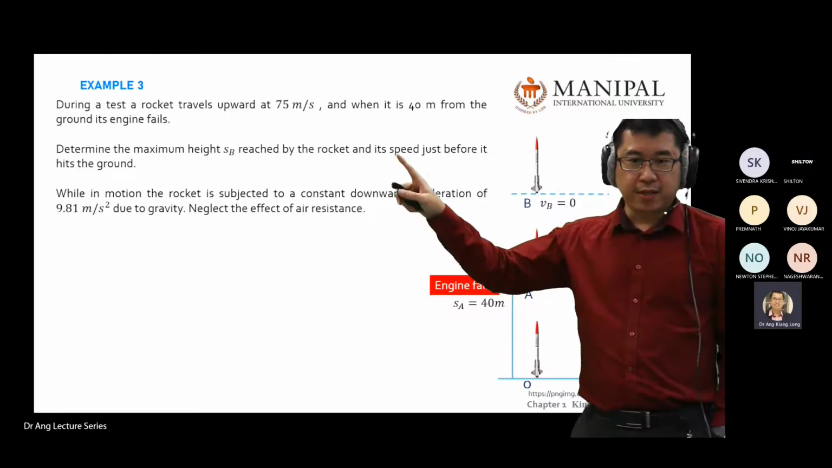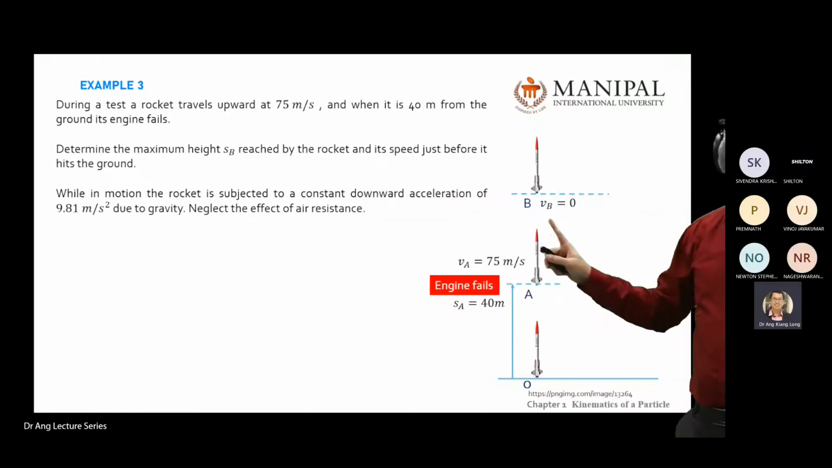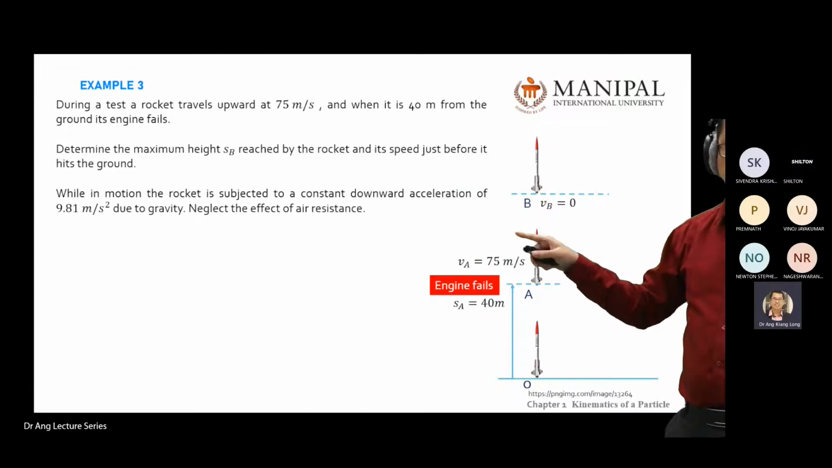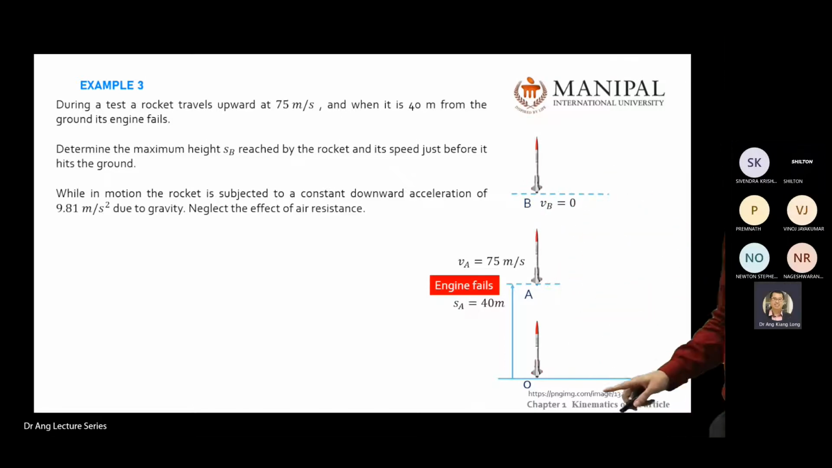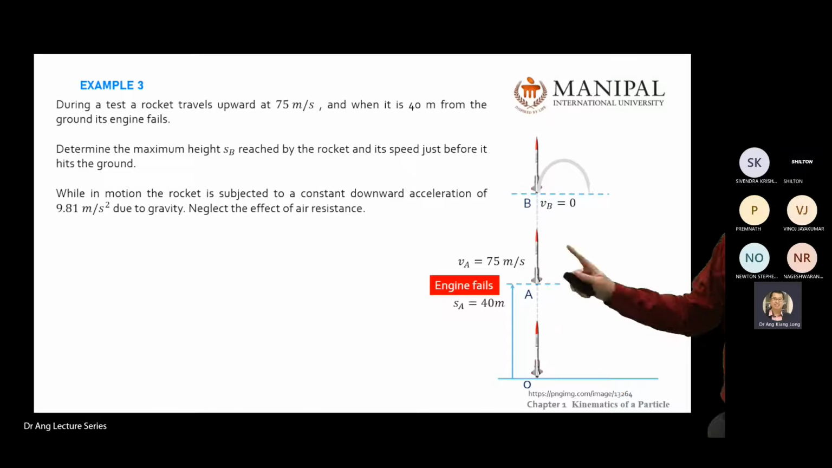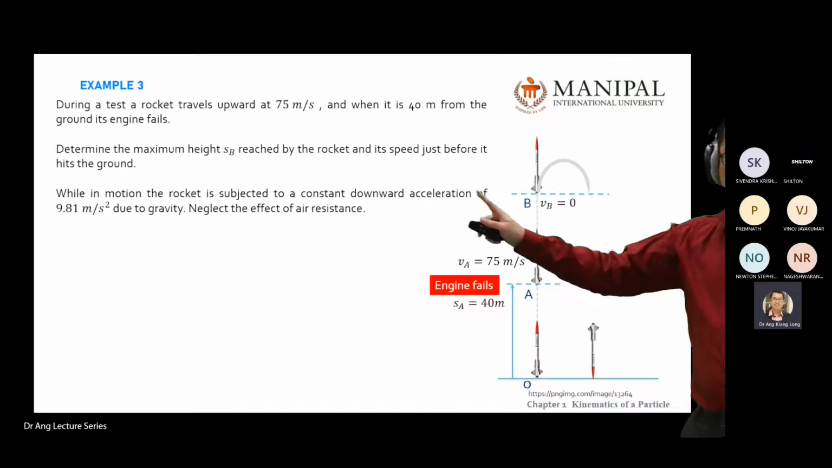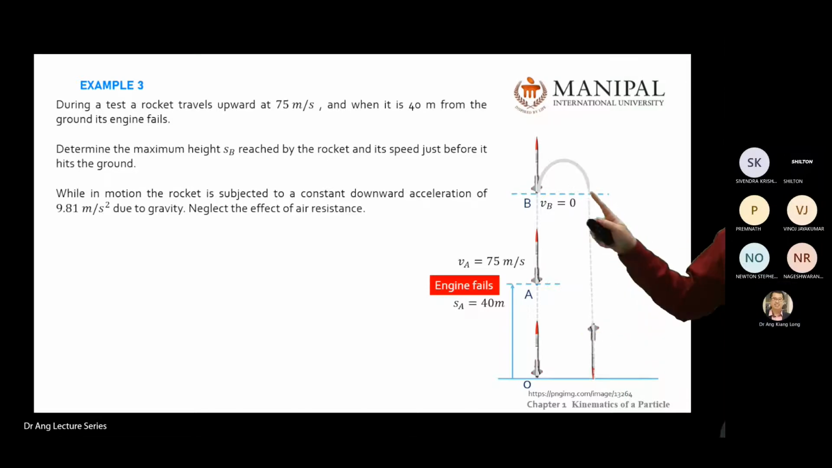And then find the speed. Find the speed just before it hits the ground. When the rocket cannot go further, meaning zero speed already, what will the rocket do? It will flip direction and head down. The rocket will turn at zero speed and start heading down. You need to find the speed at this point, before it hits the ground.